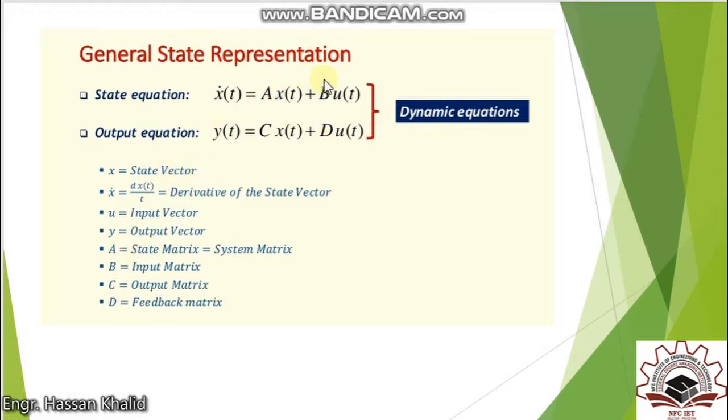Now let us define these terms, where x is the state vector, x dot is the derivative of the state vector, u is the input vector, y is the output vector, A is the state matrix, also known as the system matrix, B is the input matrix that gives us information regarding the number of inputs, whether they are SISO or MIMO. C is the output matrix that gives us information regarding how many outputs the system has, either single output or multi output, and D is the feedback matrix.